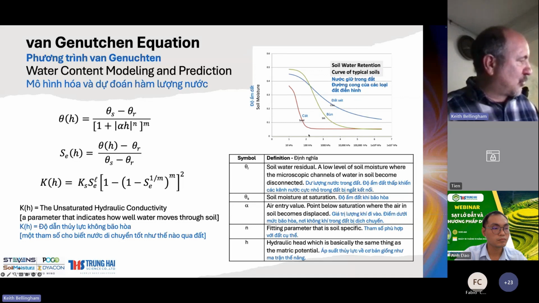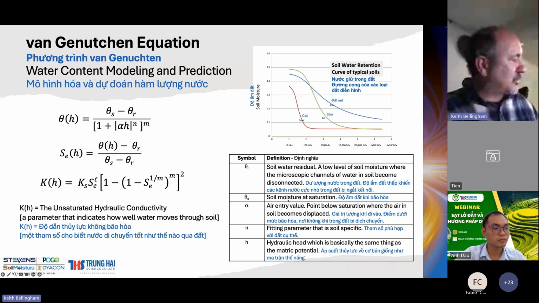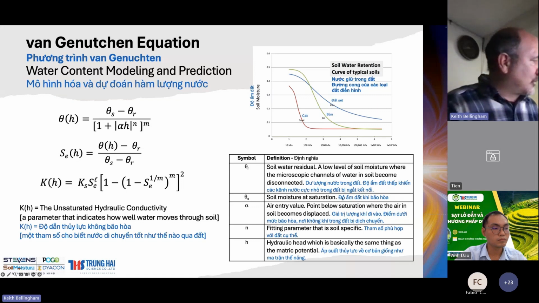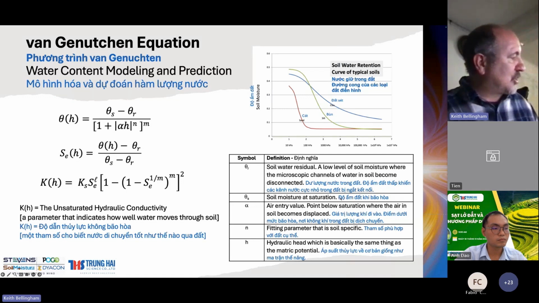This is a drier condition. The next parameter is theta S, which is the soil moisture at saturation. Alpha is the air entry value. N is a fitting parameter, and H is the hydraulic head.